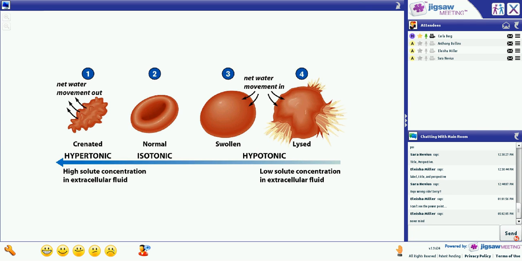If you notice, the hypotonic cell, if it gets too big, will actually explode. And the hypertonic cells can shrivel up. So if you have a plant that is wilting, its cells, the plant cells, are hypertonic.